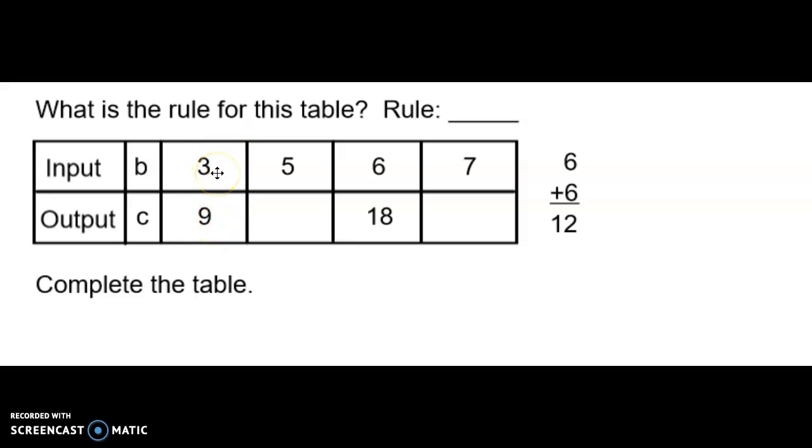Can we divide a number by 3 to give us 9? That also will not work in this case. So we know adding isn't going to work, subtracting and dividing isn't going to work. So let's try multiplying. 3 times what gives us 9? We should have our facts memorized for 3, which would tell us that 3 times 3 gives us 9.